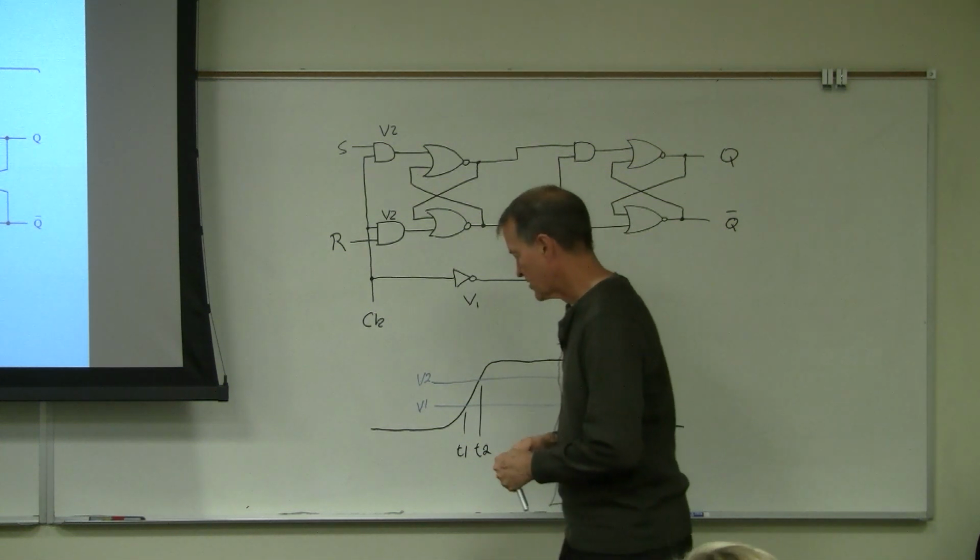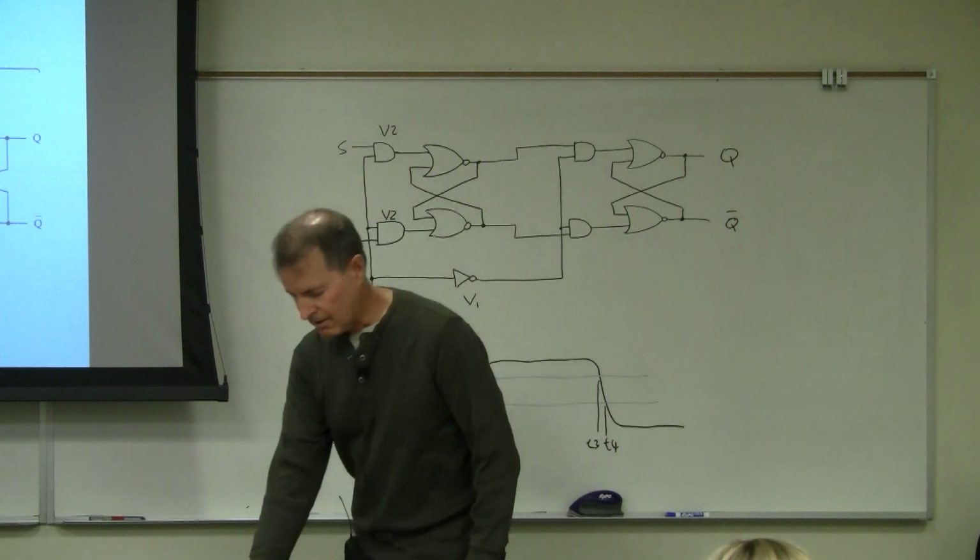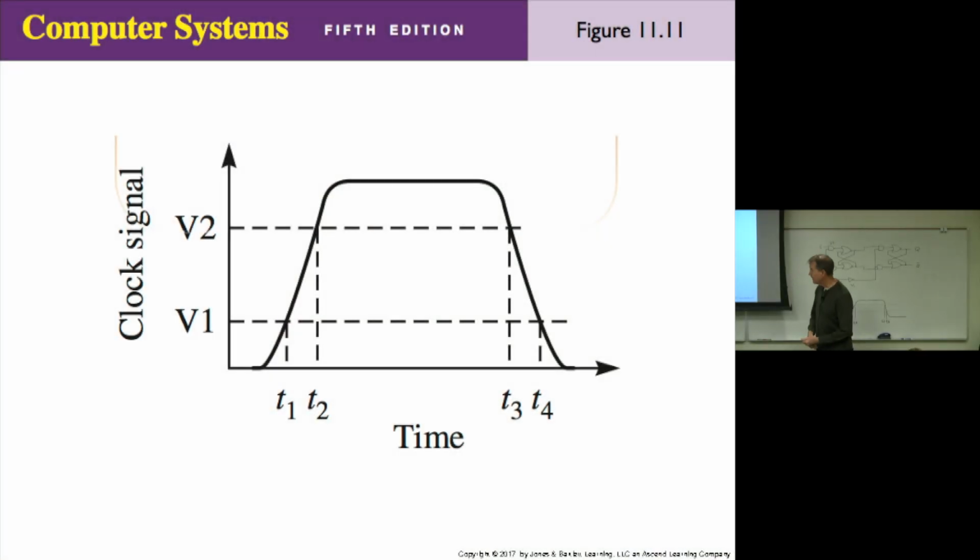Okay? And there's actually a picture of this in figure 11.11. Everybody see what this is? T1, T2, T3, T4. And so we have these 4 times when these events happen. And let's go back now and look at what the implications of this are for the operation of this circuit.